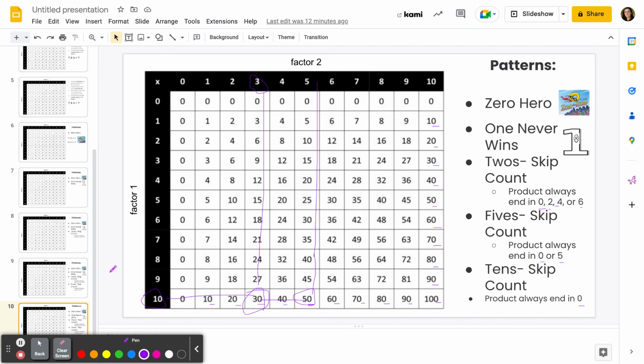And we're going to give you some problems to practice using this. Great job.